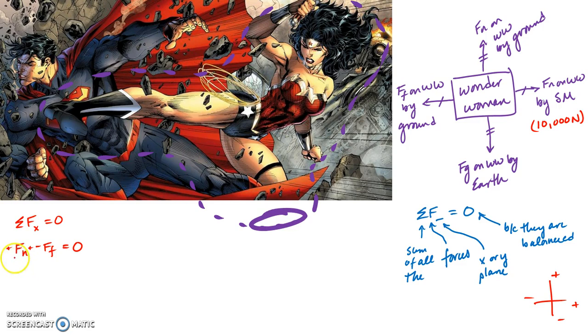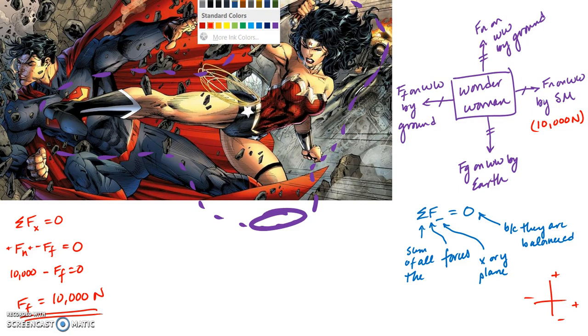So when I go to do my math, this normal force can become 10,000 newtons. So then minus the force of friction equals 0. So we can figure out what force of friction would have to act on her to make this work. That's pretty simple math. So then force of friction is also equal to 10,000 newtons, which, by the way, is totally impossible. But hey, there's superheroes and comic books, so I don't expect the physics to be exactly spot on. All right, so that's the x-plane.